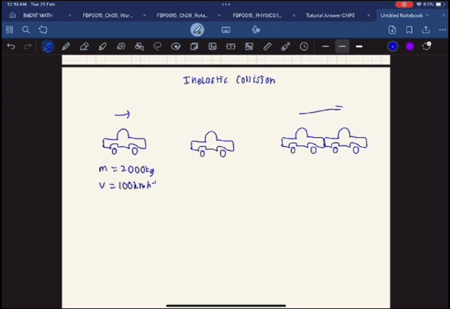Alright, in this question, the second car is static and has a mass of 1000 kg. Since it's static, the velocity is 0 kilometers per hour. Now finally after the collision, the mass of the two cars will combine and becomes 3000 kilograms. As for the velocity, we will need to use some calculations to find it out.